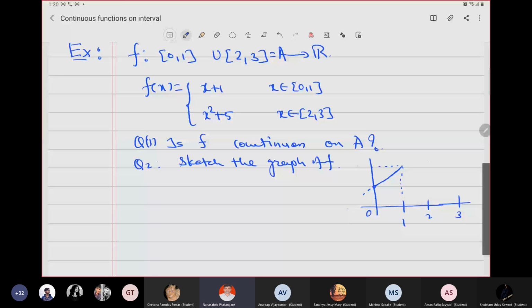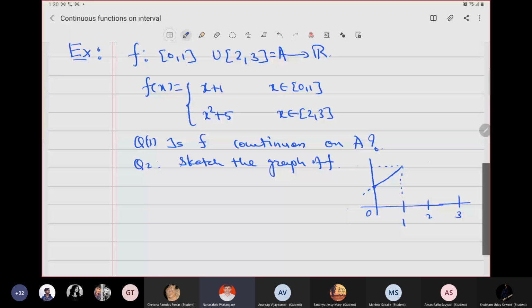What is the graph for interval 2 to 3? At 2, what is the value of function? 9, right? And what is the value of function at 3? 9 plus 5, 14, right? And it is the square function, x square plus 5, so it is a curve. Here 0 to 1 it is a straight line, and here it is a curve, but this function is continuous because the 1 to 2 part is not in our domain, so we should not worry about it, right? So f is continuous, no problem.